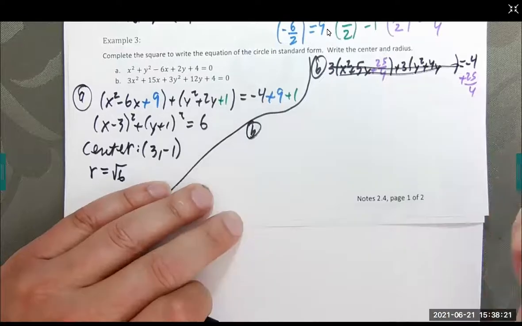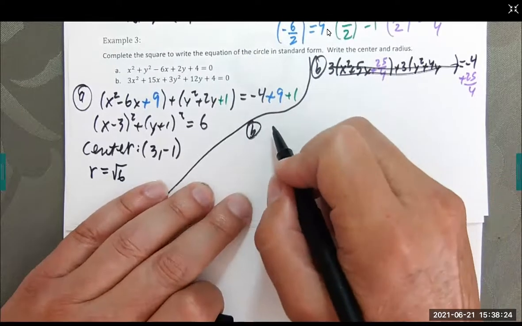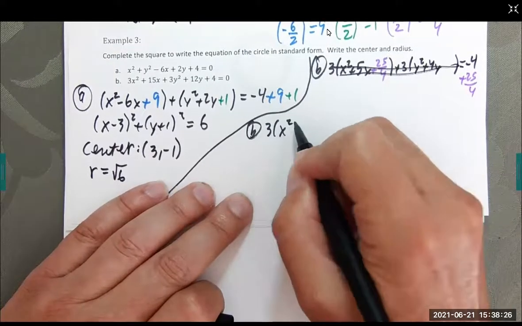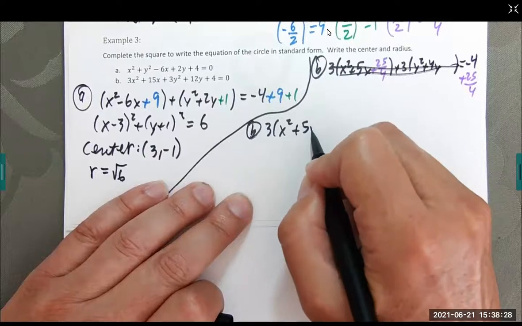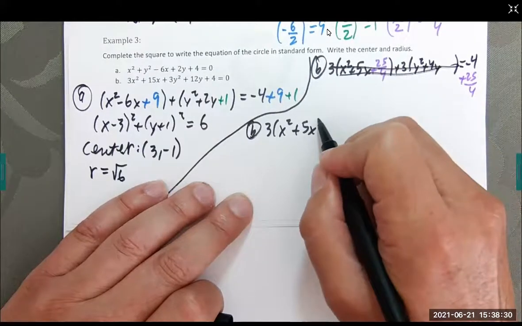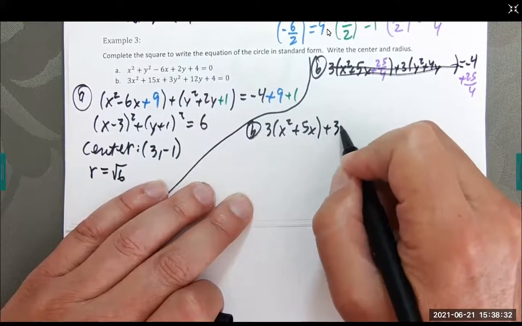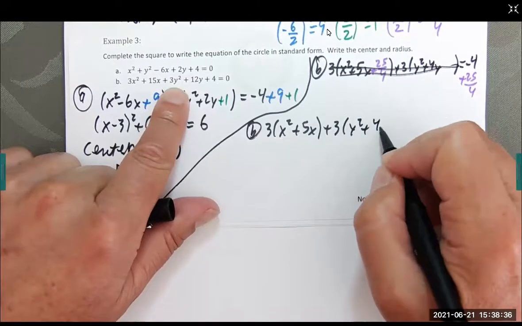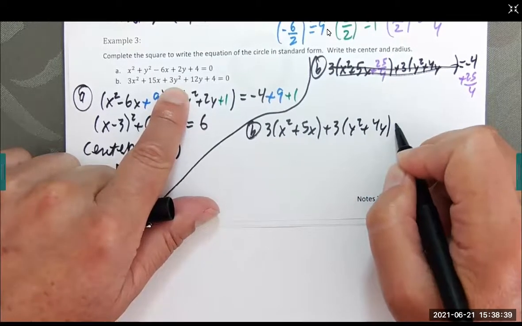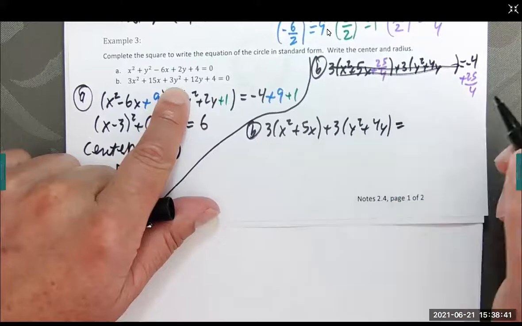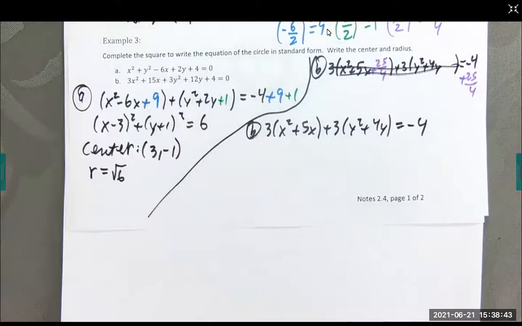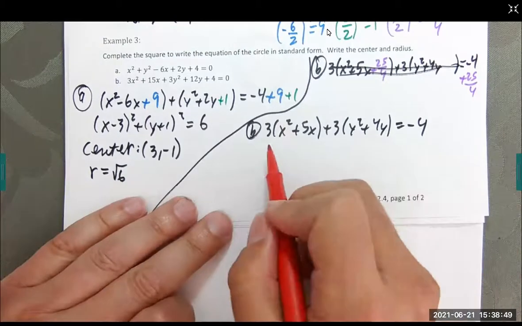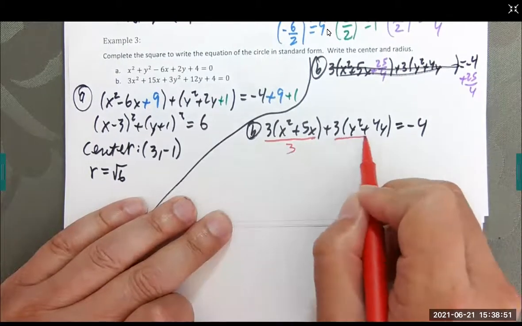Oh, wait. So I'm going to go ahead and factor out a 3. X squared plus 5x plus 3 times, and I'm going to pull 3 up there again, y squared plus 4y equals -4. And I was trying to save space, but I'm not going to even try to save space anymore. I'm going to go ahead and divide everything through by 3, by 3, by 3.